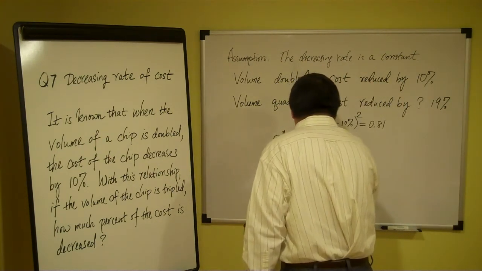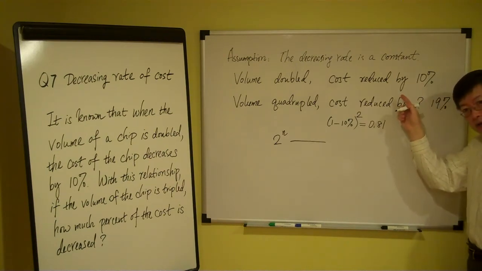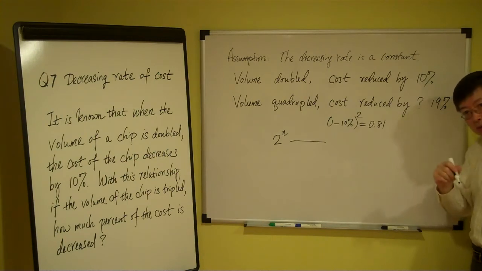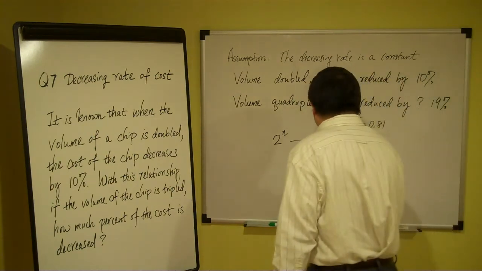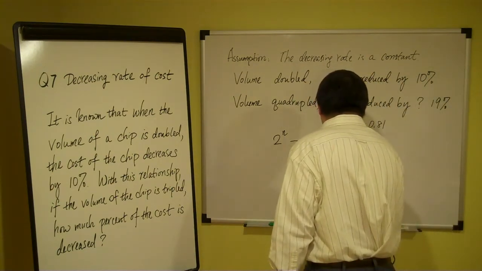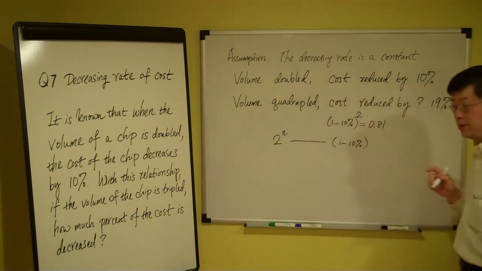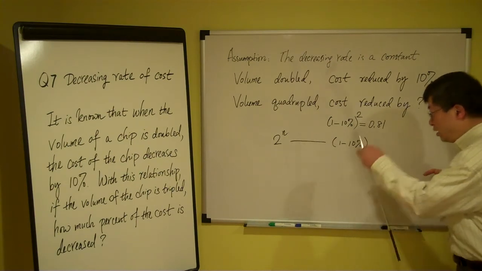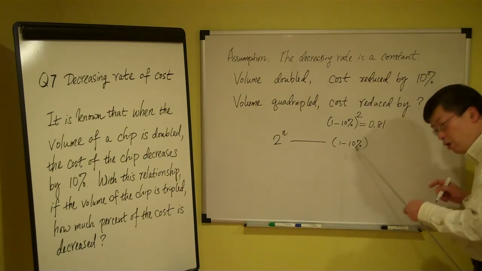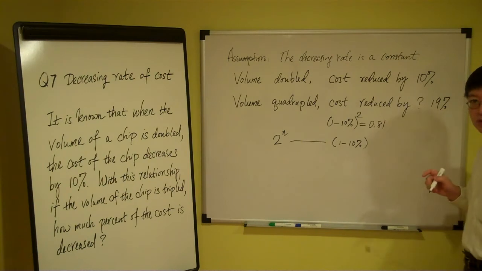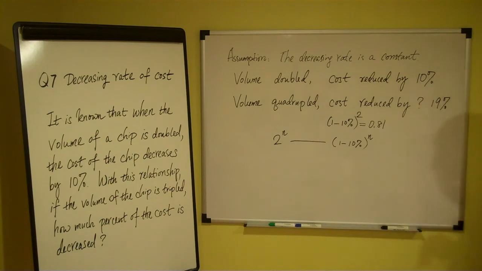Then on this side, how much cost after the reduction? It becomes what expression? Because when you double the volume once, you multiply the cost by this number. Now you double the volume n times. That means you need to multiply the original cost by this number n times. So that number is this number to the nth power.